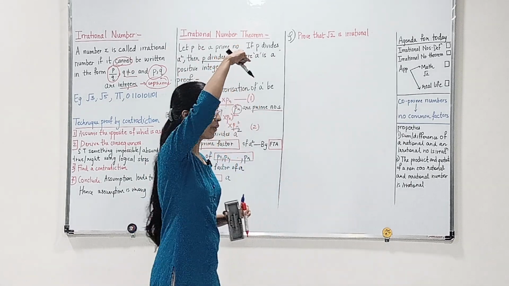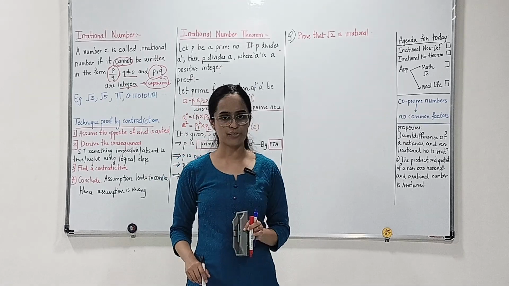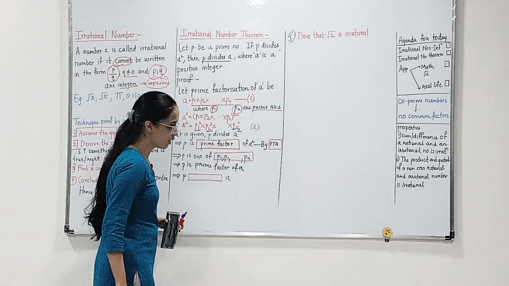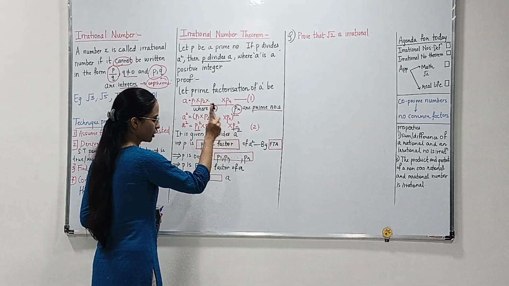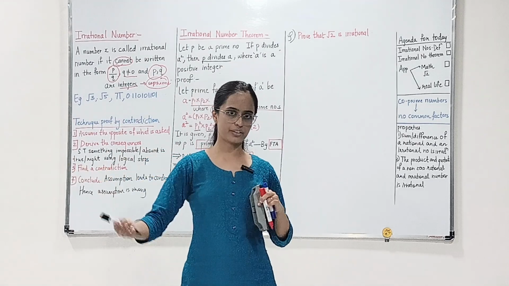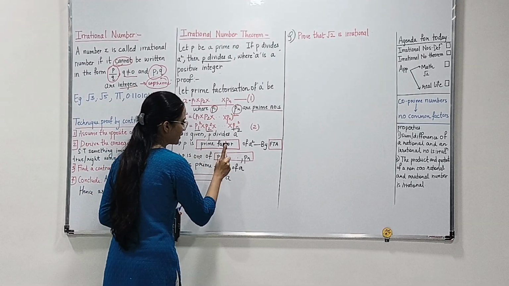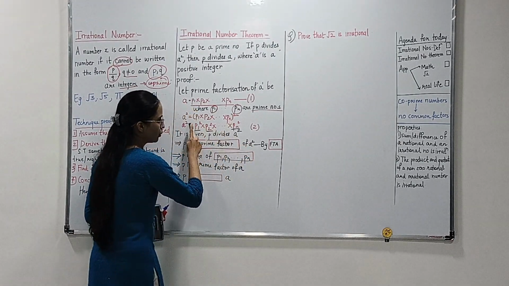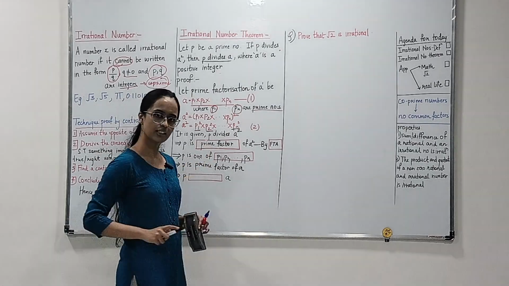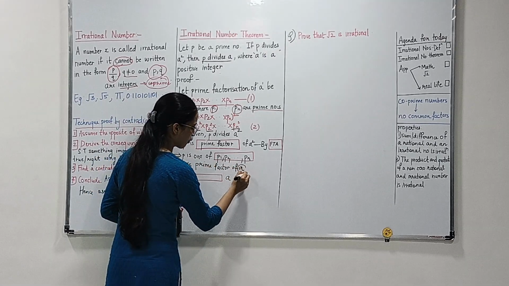But what do we know about P? We know that P is a prime number. So P becomes a prime factor of A square. So if P becomes a prime factor of A square, and we already know that the prime factorization for A square is this, wherein Pi's are nothing but the prime factors of A square, it means that your P, which is a prime factor of A square, has to be one of these Pi's. So P is supposed to be one of these Pi's. It means that P is a prime factor of A also.